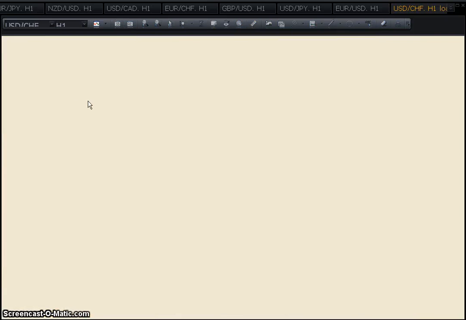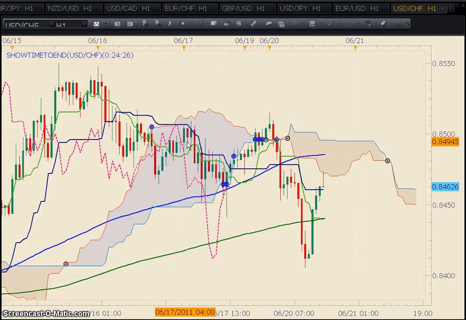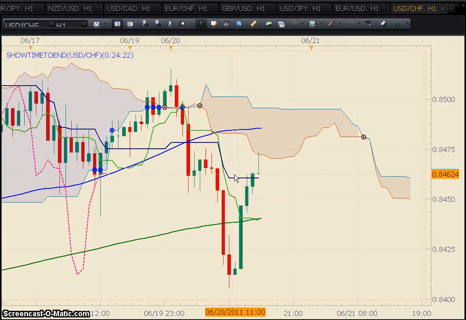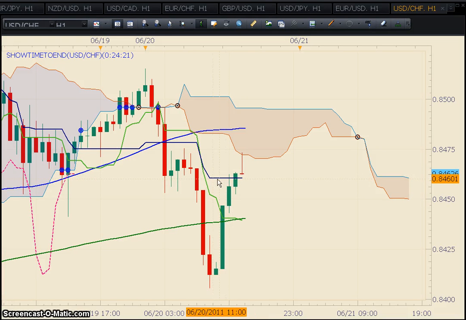So let's go back to the hourly. Okay, so now I got stopped out right here. I put my stop loss at the Kijun. I could have put my stop loss up here at the Kumo or above this Kumo, but it was too much of a price for me to let go that high.